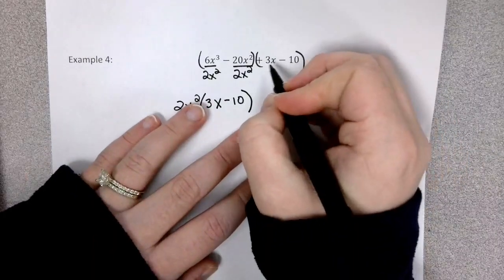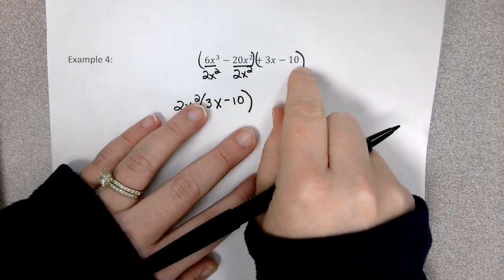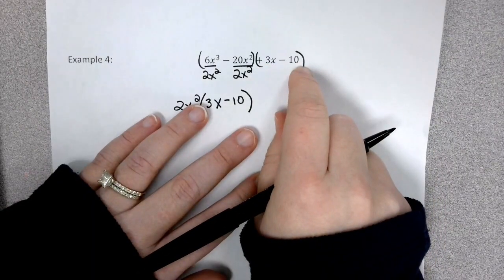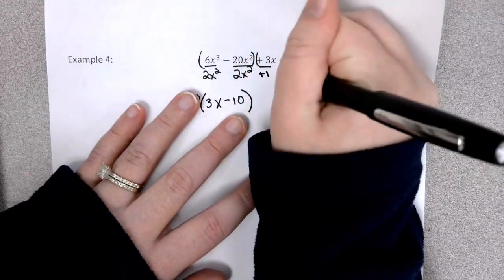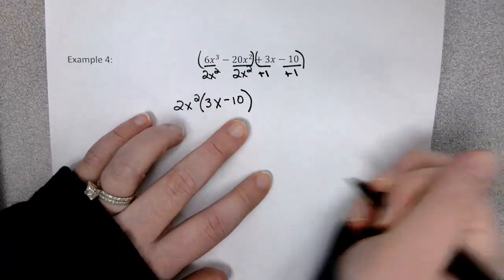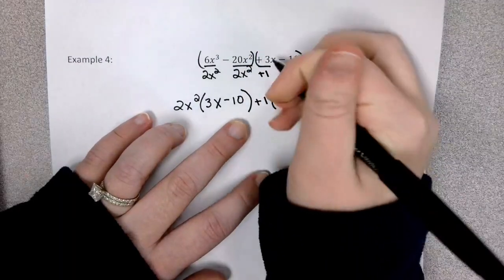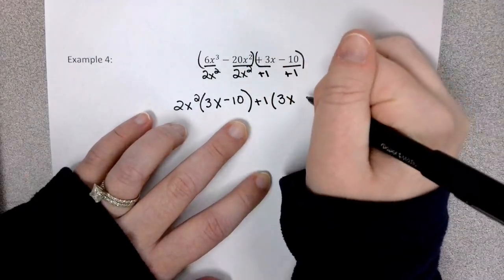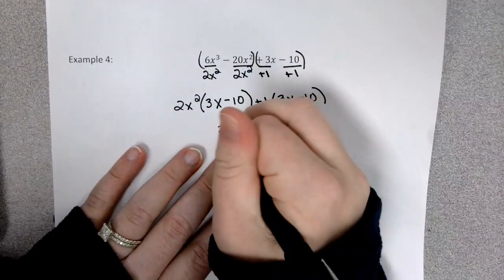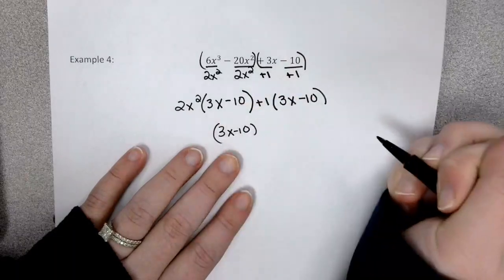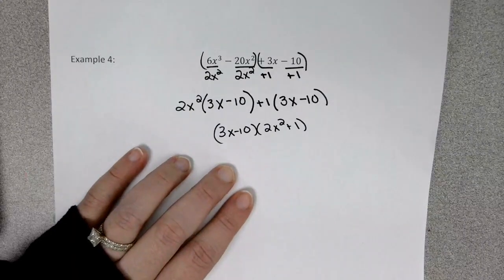Now I look here. Positive 3x and a minus 10. I do not have a greatest common factor pulling out of 3x and negative 10 besides 1. So I do have to take out that positive 1 though. You always need to pull something out of the second set of parentheses, so the greatest common factor there is 1. And then 3x, because 3x divided by 1 is just 3x, and negative 10 divided by 1 is just negative 10. 3x minus 10, 2x squared plus 1 is my final answer.